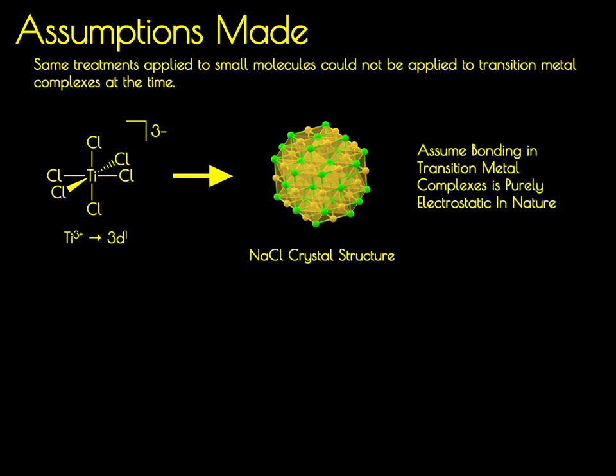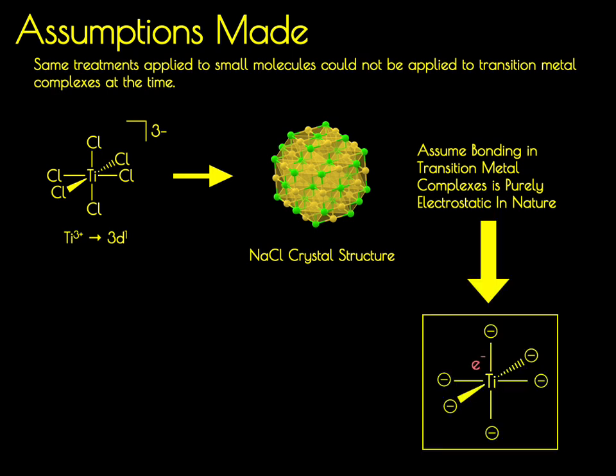Therefore, the assumption was made that to a first approximation we can consider the bonding between the transition metal ion and its ligands as being ionic in nature. When this is done, we can consider the titanium ion surrounded by 6 negative charges, and that valence electron will interact with those 6 negative charges surrounding the titanium center.